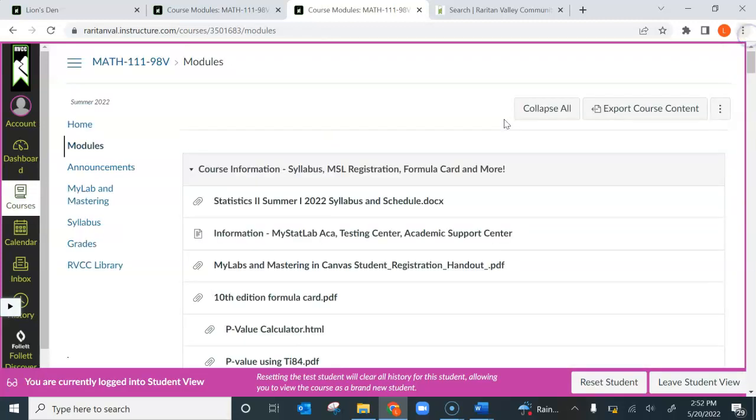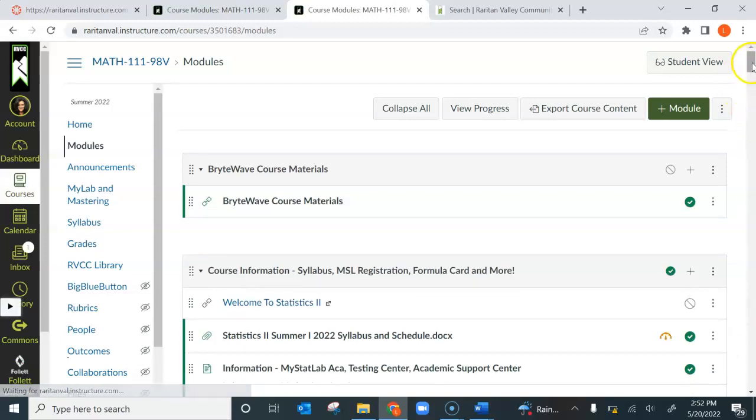So you may be asking yourself, what are some of these MyMathLab items? Well, I need to get out a student view for a second so I can show that to you, because you did not use this in Stat 1.